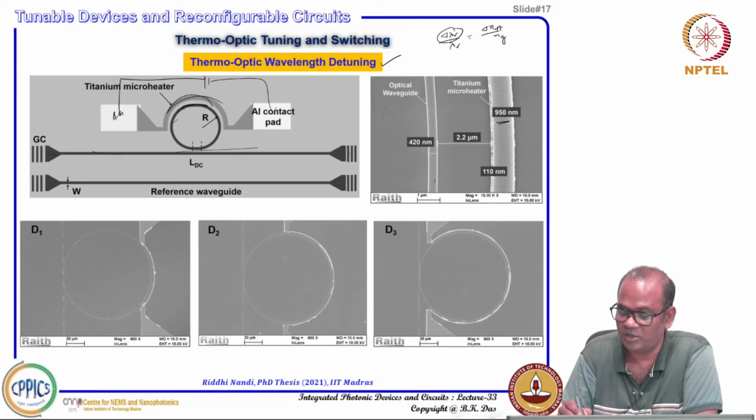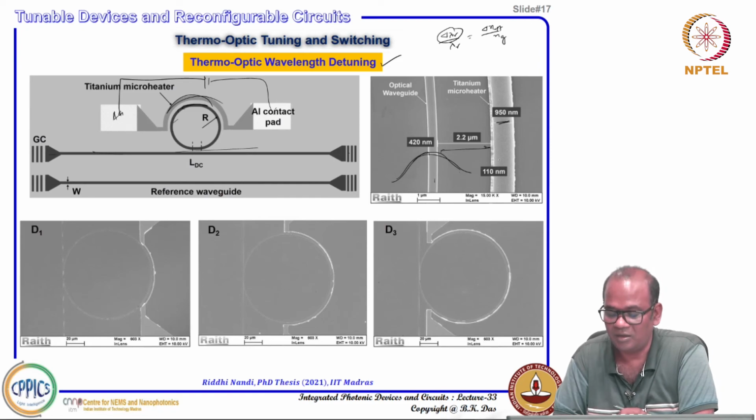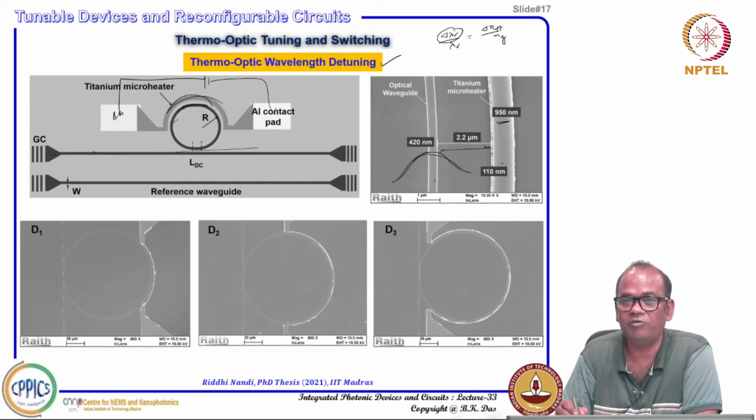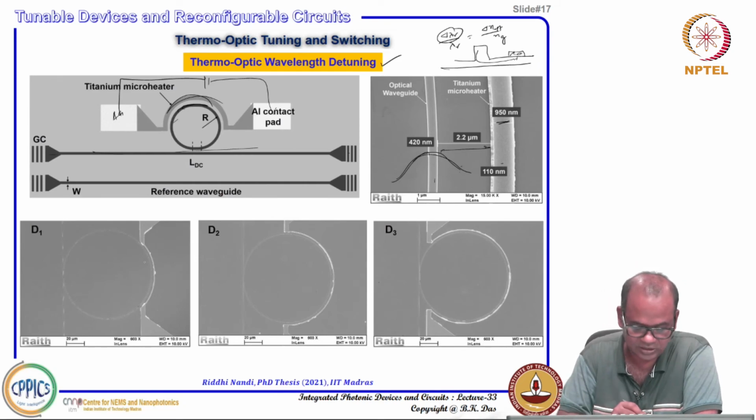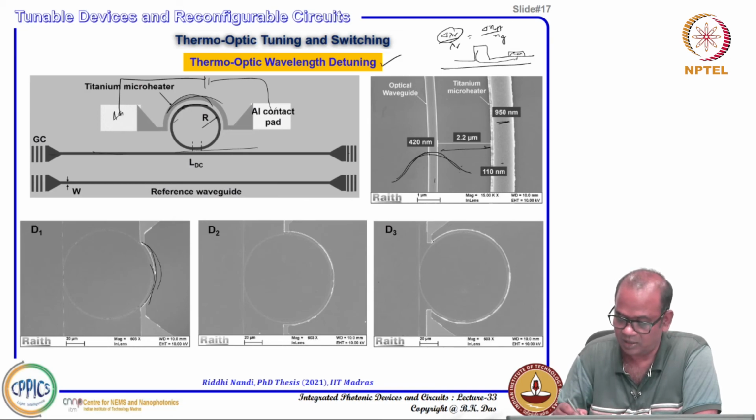It is about 2.2 micrometer away. It has been kept at a safe distance so that the mode propagating within the waveguide should not be disturbed by the metal. Otherwise, if it is closer, the field will be attenuated and loss will be higher. So we kept a safe distance of 2.2 micrometer, and since it is a slab integrated microheater, silicon is there, which means you have a microheater here. Heat energy dissipated here will be conducted, and the waveguide will be heated up. So three different types of device were studied: D1, where a quarter of the ring waveguide is covered with the microheater, then half, and this is almost 3/4.